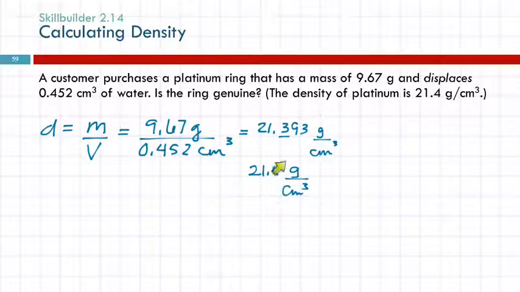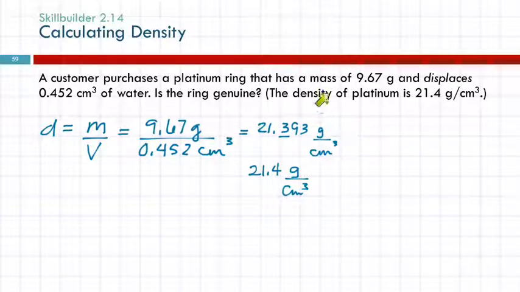Is this the answer to the problem? No. What's the question? Is the ring genuine? Is it? Yes. The density of the ring is the same as the density of platinum. What if I got 21.5? Would I consider that really different? No, because there's uncertainty in the last digit. This mass and this volume had uncertainty in them.